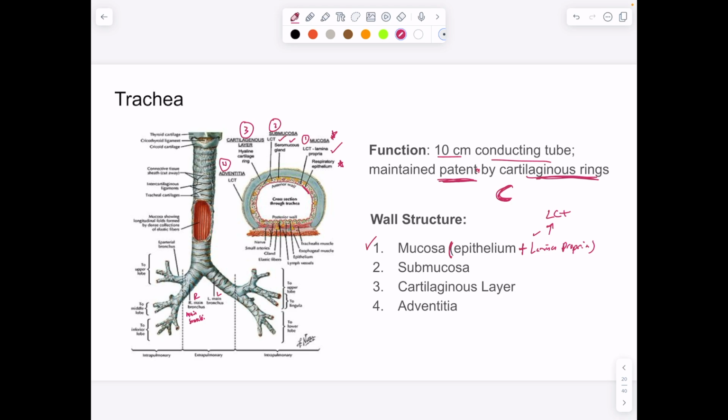We also love submucosa because you can find it easily because it's adjacent to the cartilaginous layer, and we can see that we have a nice cartilaginous layer here with our C rings that maintain patency, aka keep it open. Patency is remaining open. All right, then we have deep to that our adventitia, which is loose connective tissue and some fat. So submucosa, cartilaginous layer, adventitia.